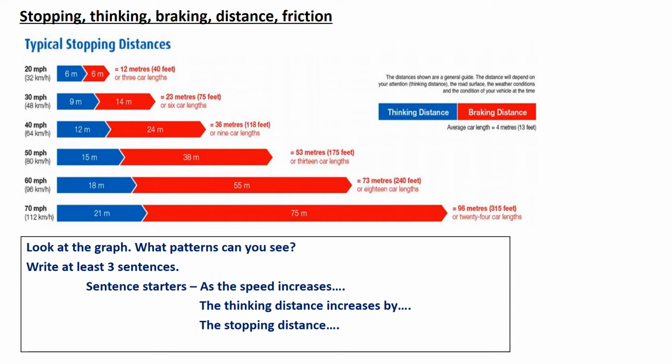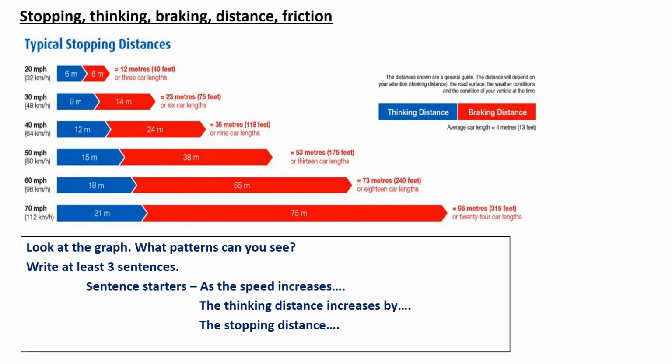So these are thinking distances and stopping distances represented. Thinking distances in the blue, braking distances in the red, and the overall combination of the thinking and the braking makes our stopping distance. And you can see that at 20 miles per hour, my overall stopping distance is 12 metres, whereas at 70 miles an hour, it actually goes up to 96 metres.